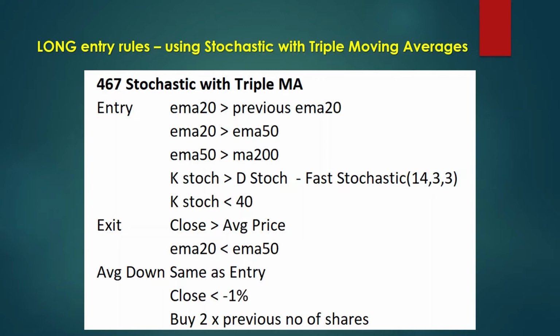That's our initial entry. We exit the trade when the close is greater than the average price, and the exponential moving average 20 breaks down through the exponential moving average 50. We average down, same as the entry above, when the entry parameters are met, but also when the close is at least a 1% drop on the price chart, and we buy two lots of the previous number of shares. So if we bought $2,000 in the first lot, we buy $4,000 in the second lot of shares.